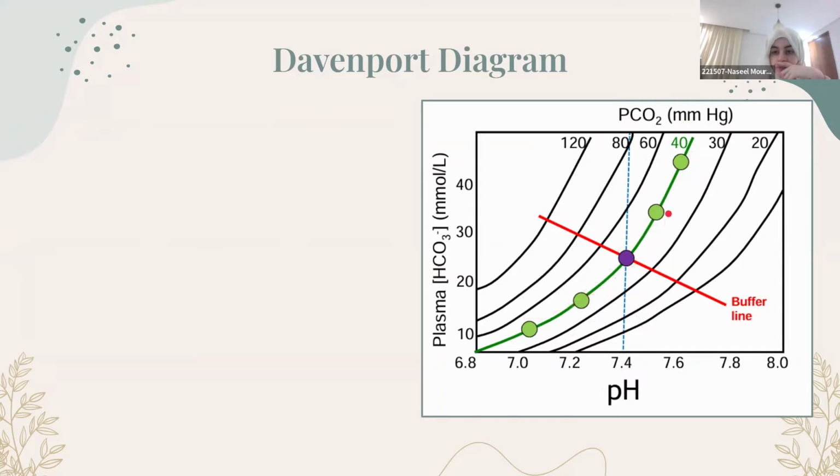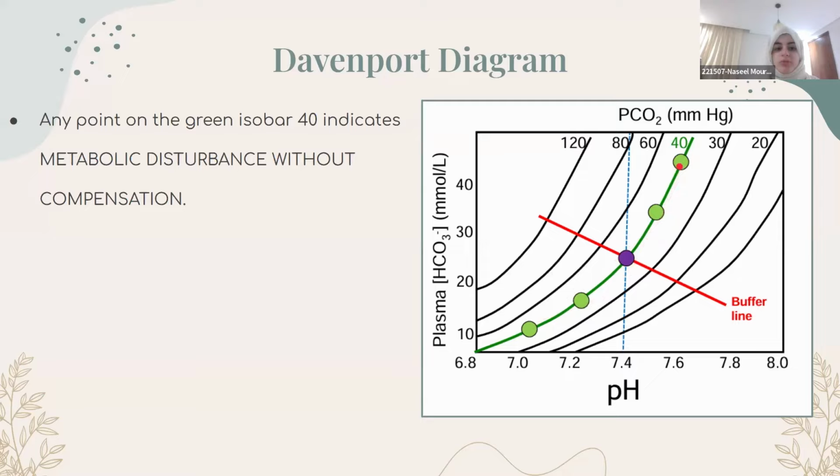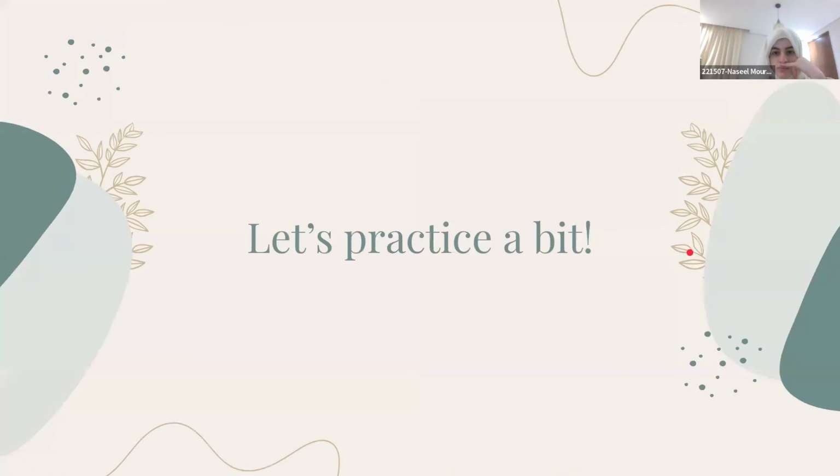Okay? So what kind of change is this? Is this respiratory or metabolic? Excellent. It's metabolic. Why? Because my CO2 is not changing. What's changing is the bicarbonate only. So this is a metabolic disturbance without compensation. Again, pH less than 7.4, so these 2 points would be metabolic acidosis, these would be metabolic alkalosis.